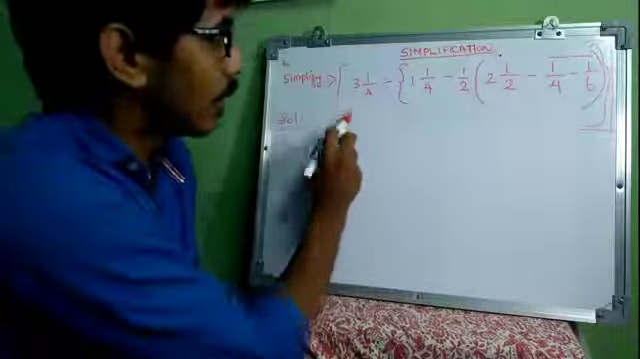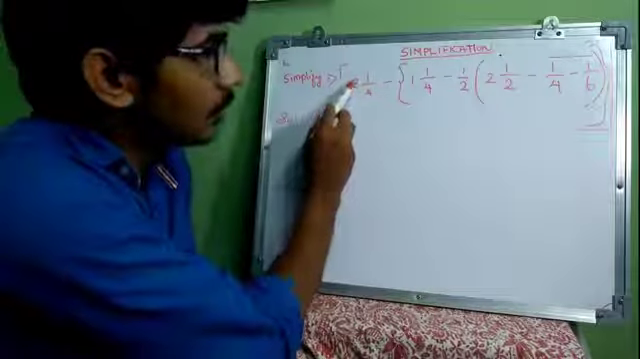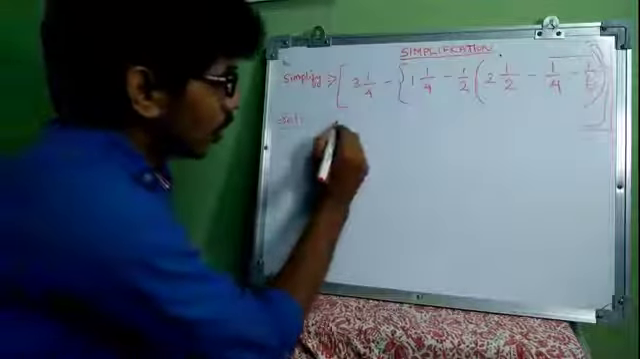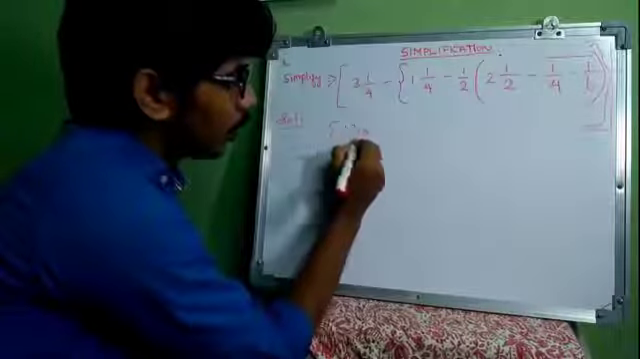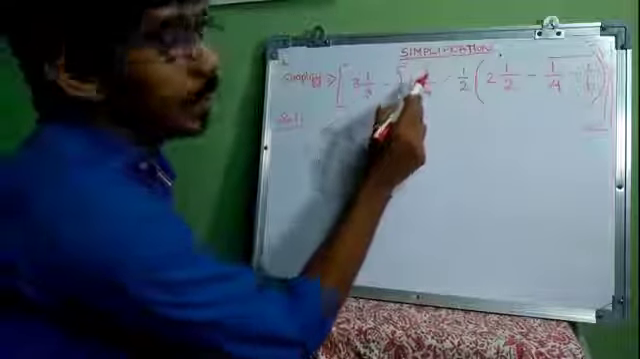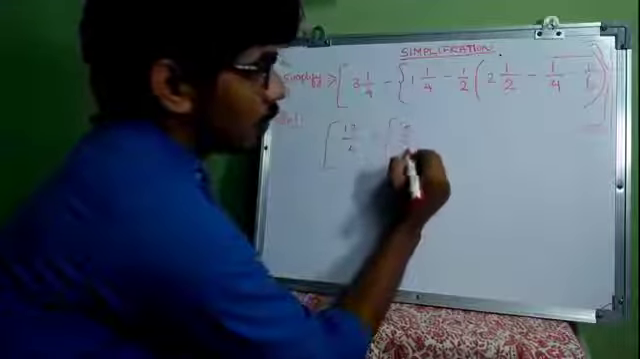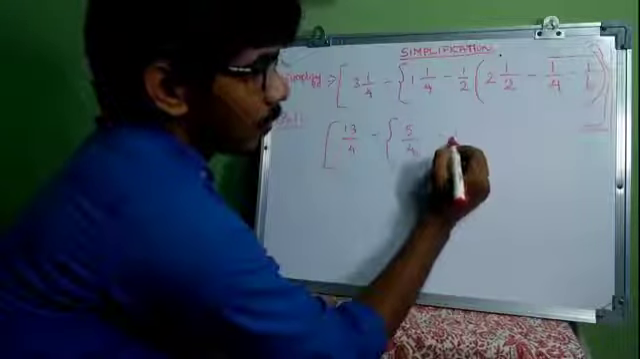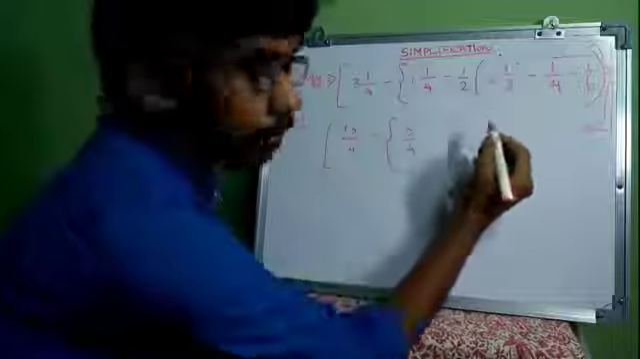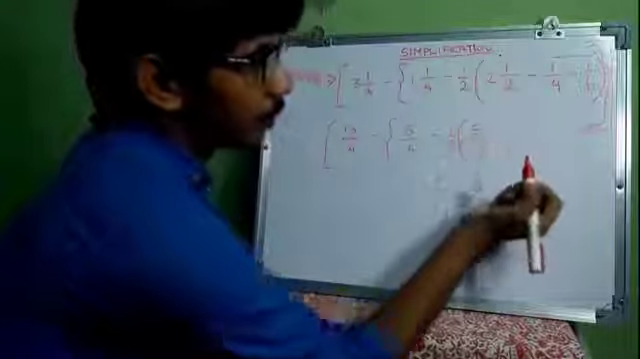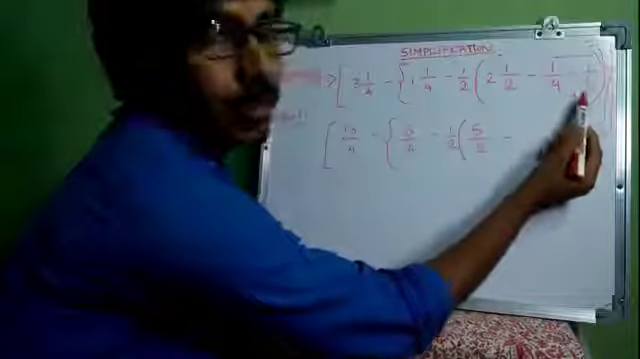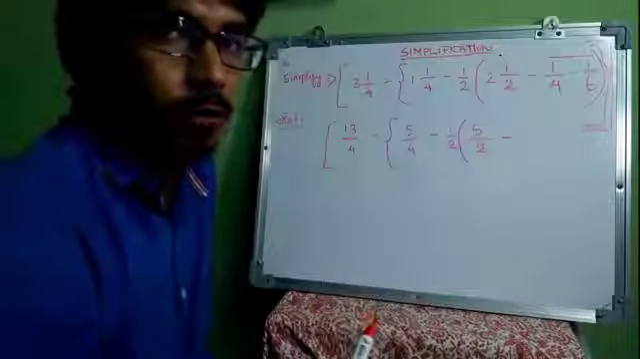How can you solve this? In the first step itself, you can convert this into 4 3s are 12, 12 plus 1, 13, okay? 13 by 4. Divided by, open the bracket, 4 ones are 4, 4 plus 1, 5. 5 by 4 minus 1 by 2, open the bracket. 2 twos are 4, 4 ones are 5. 5 by 2. And then vinculum, okay, minus. First, you should take the LCM. The LCM for 4 and 6 is 24, right?